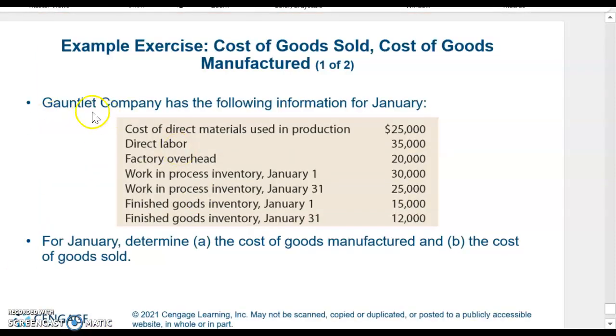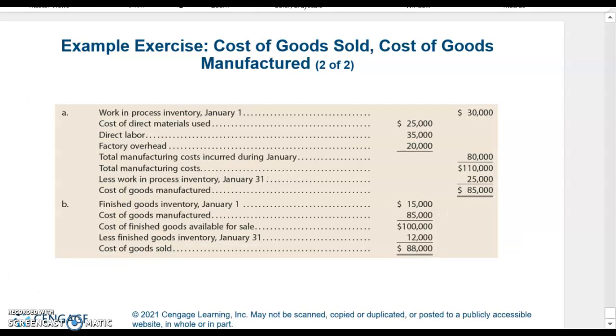So here is an example for you to try, and you're first going to calculate the cost of goods manufactured, and then you're going to calculate the cost of goods sold. So work this and then check your answer, and then we'll continue.